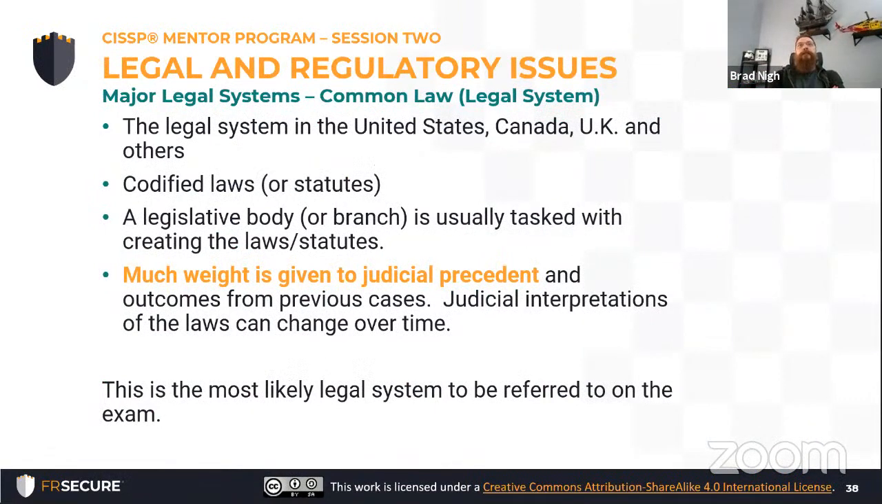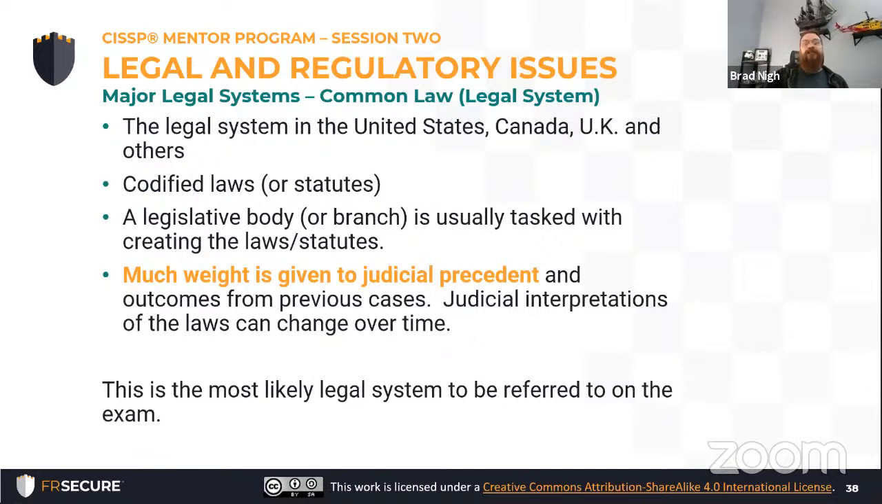So common law, legal system in the US, right? Canada, UK, a lot of other places. It is similar to the civil law legal system. You still have your codified laws or statutes. You have your legislative branch creating those. However, a lot of weight is given to judicial precedent and outcomes from previous cases. And with judicial interpretations, the laws can change, right? We see that. That's what you'll see in, maybe, the Supreme Court or things like that.